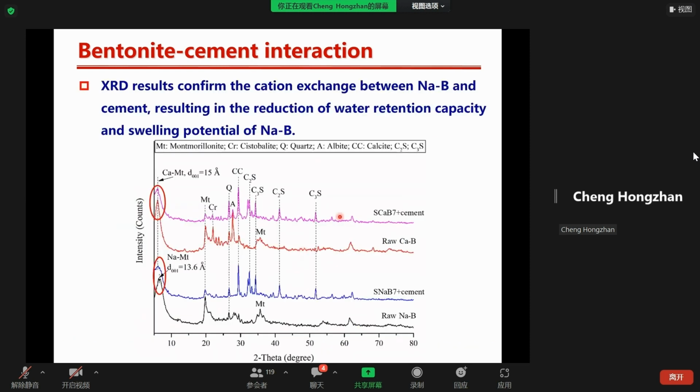For selected cement bentonite mixtures, we conducted the XRD test. The result confirmed the cation exchange between the bentonite and the cement, and this reaction led to the significant reduction in the water retention capacity and the swelling potential of sodium bentonite. And we can also find that this reaction works very quickly.